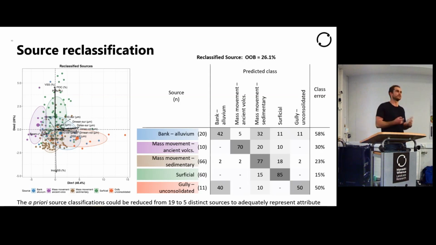So we have a bank alluvium component. We have 2 mass movement classifications that reflect your shallow landslides, one based on a volcanic material, one based on sedimentary material. We have a superficial component, and we also have a gully, unconsolidated sand siltstone.